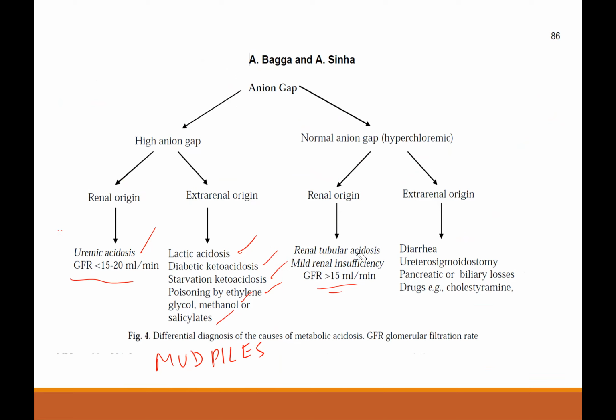Once you confirm that there is metabolic acidosis, you do an anion gap: non-anion gap acidosis or anion gap acidosis. Anion gap acidosis, renal or extrarenal. The MUDPILES and the workup, and there you do plasma osmolality and all those things. History, plasma osmolality. When it is a normal anion gap or hyperchloremic acidosis, immediately a urine anion gap is done. If it is extrarenal, urine anion gap is negative. If it is renal origin, urine anion gap is positive.